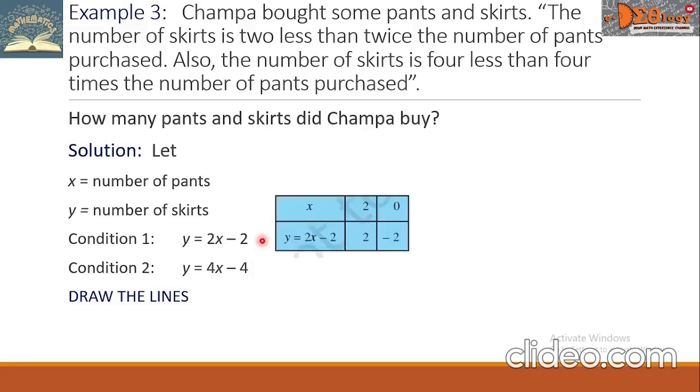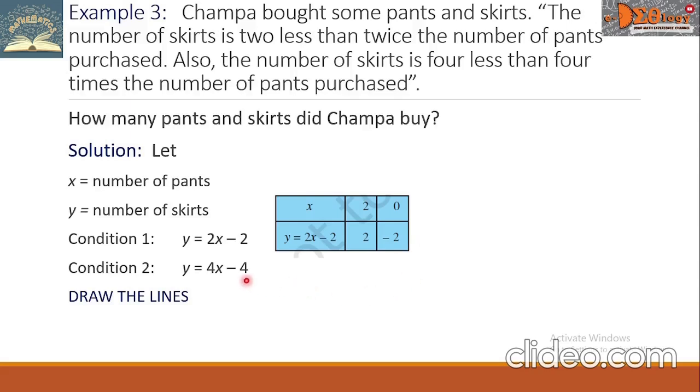For the first line, we have this table. This is the row for x, this is the row for y. Let us assign values for x. Let's say 2. Let's substitute number 2 to this equation, then we can solve for y, and that is 2. Let's assign 0 for x. We substitute 0 to this equation, and the value of y will be negative 2. So the 2 points for the line 1 are 2, 2, and 0, negative 2.